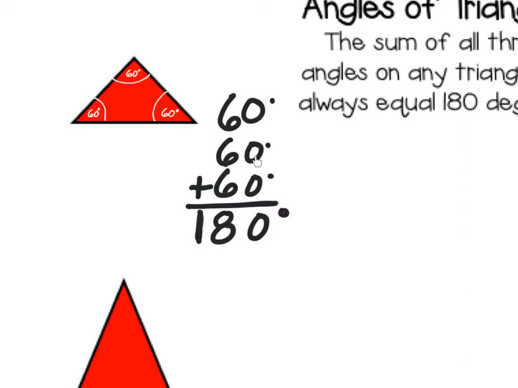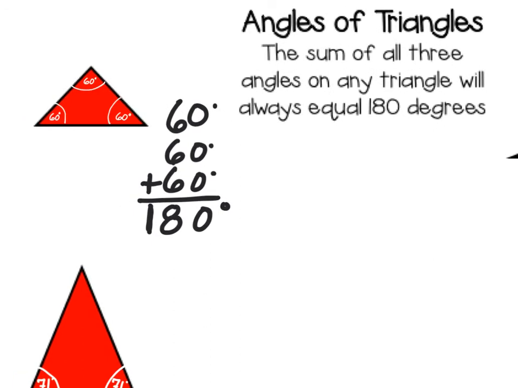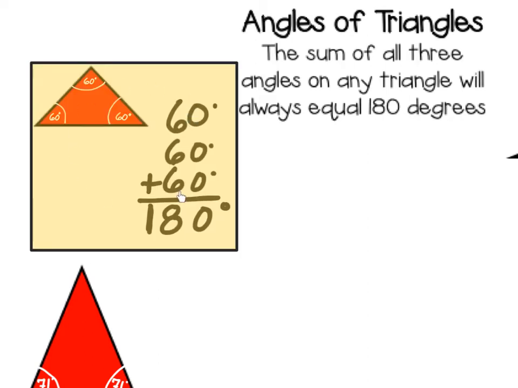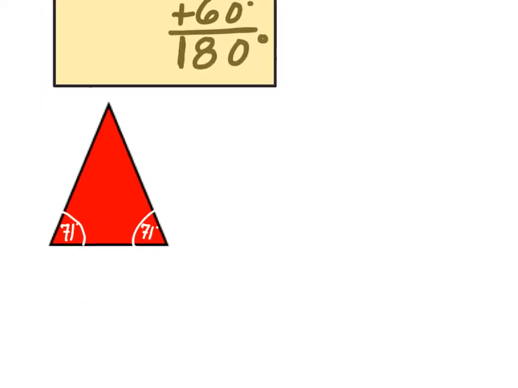I've got 60 plus 60 plus 60. 0 plus 0 plus 0 is going to give you 0. And then 6 plus 6 is 12, plus another 6 is going to give you 18. And you end up with 180 degrees for this triangle right here. And bam, that is cool because it proves what our rule says about every triangle equaling 180 degrees when you add all three angles up. Perfect. That's done. So I will box it in yellow and let's move on and look at this second one here.